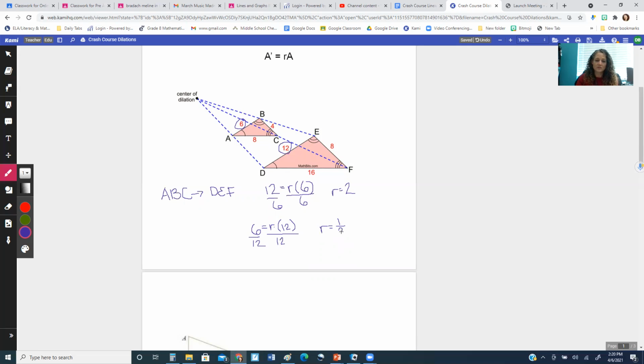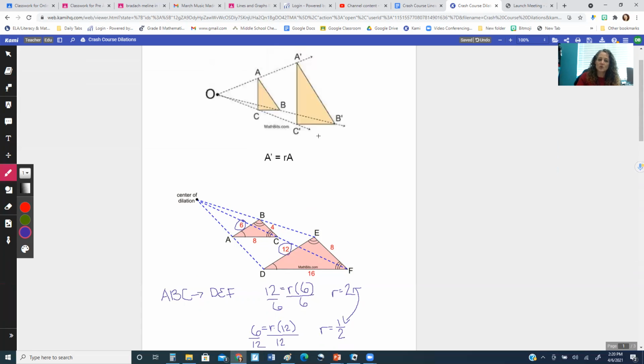Now, if you look at this, you will see that to go from one to the other, it's the reciprocal. To go from the small one to the big one, we do it by a factor of 2. To go from the big one to the small one, it's 1/2. So if I had two triangles, and to get from the small one to the big one, R would equal 5, let's say, to get from the big one back to the small one, R would equal 1 over 5, which is really, really nice.